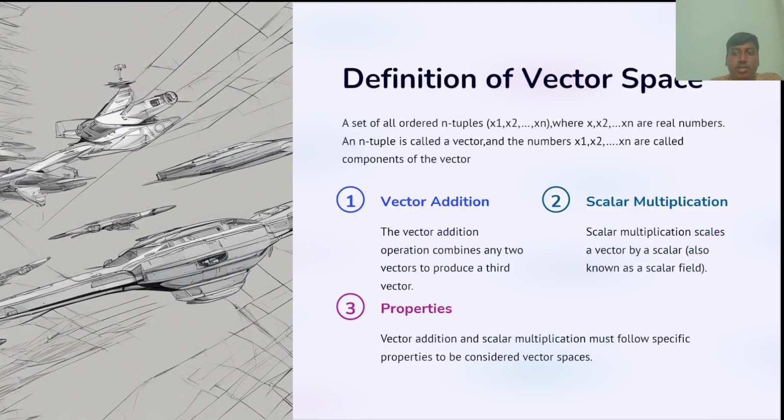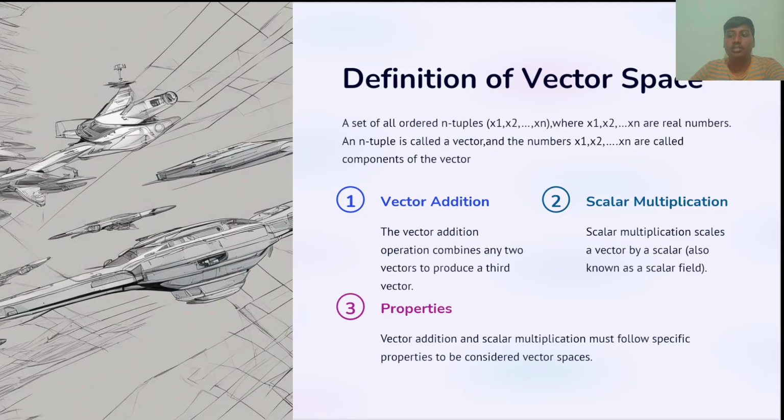Definition of vector space. A set of all ordered n-tuples x1, x2, and so on until xn, where x1, x2, and so on until xn are real numbers. An n-tuple is called a vector, and the numbers x1, x2, and so on until xn are called components of the vector. Vector addition. The vector addition operation combines any two vectors to produce a third vector.